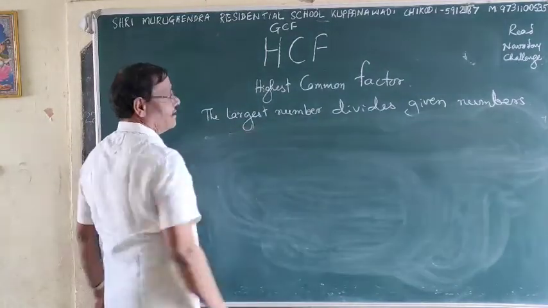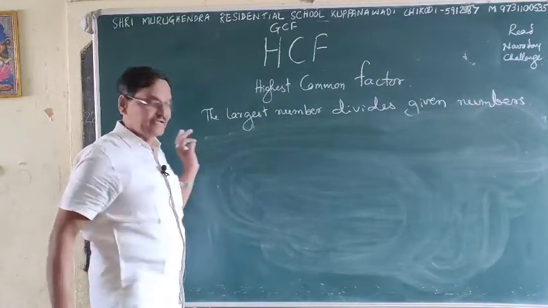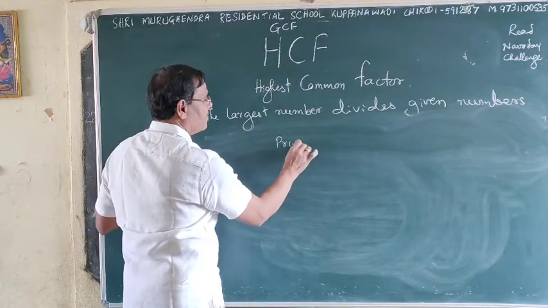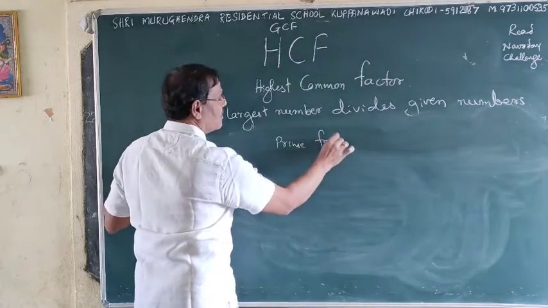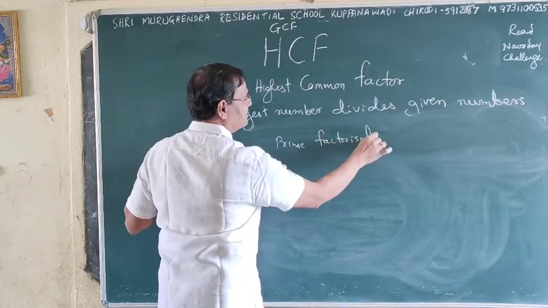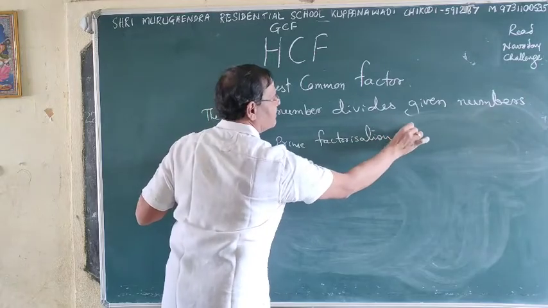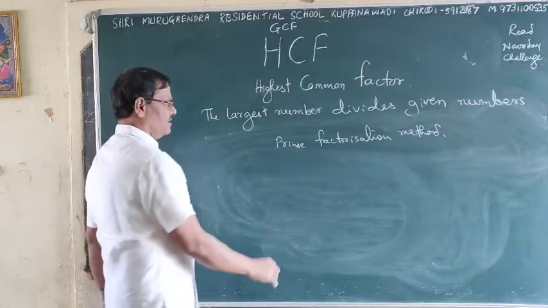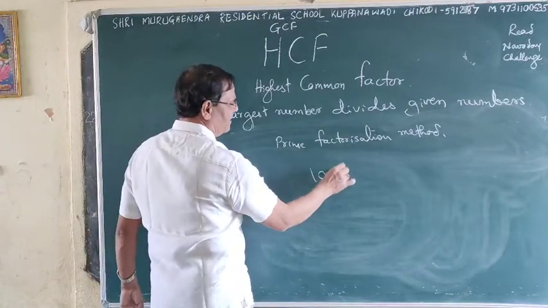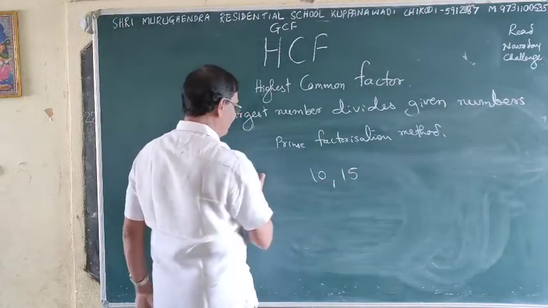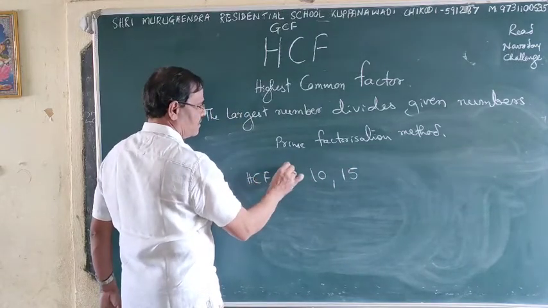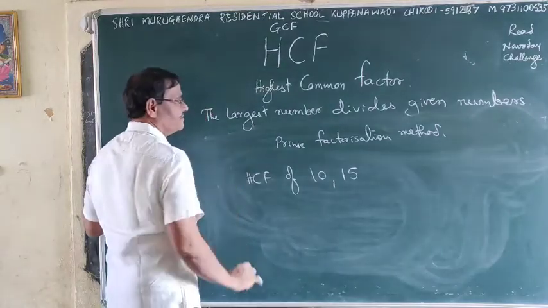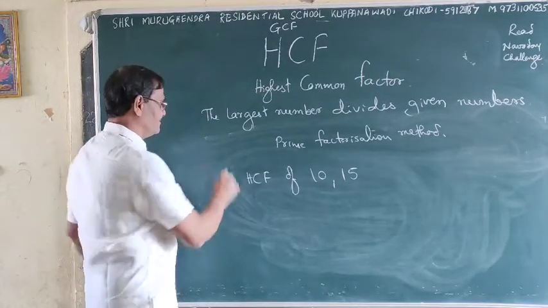Sorry, the prime factorization method. What is this prime factorization method? LCM of 10 and 15. Sorry, HCF of 10 and 15. How do we find it by the separate prime factorization method? Separate.